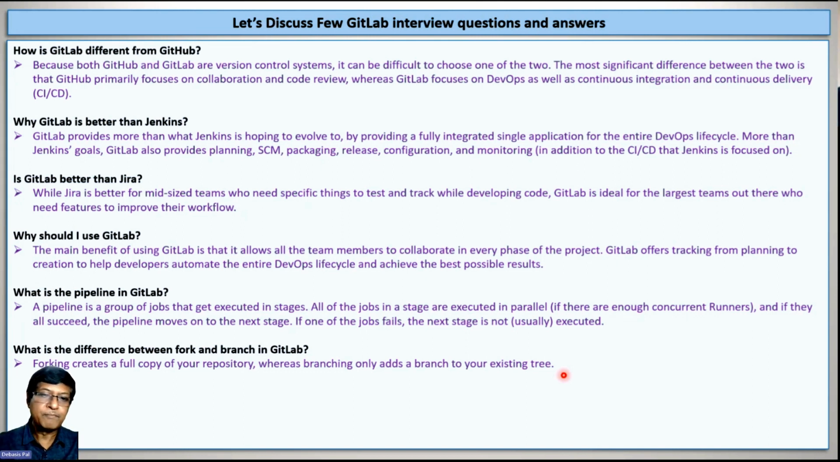It is not cloning. You are copying all the content of the master branch to the newly created branch. Whereas forking means you are dumping everything, you are taking everything from the repository from one place to the other place.